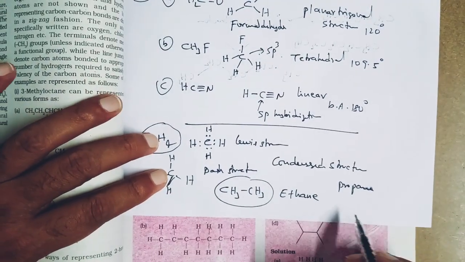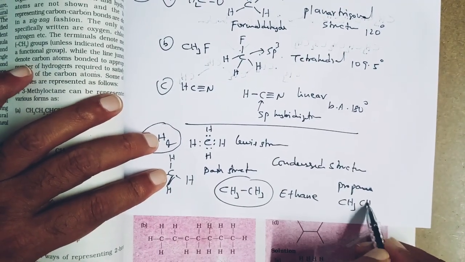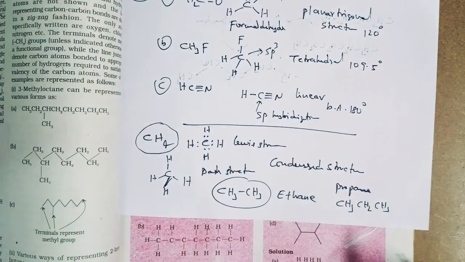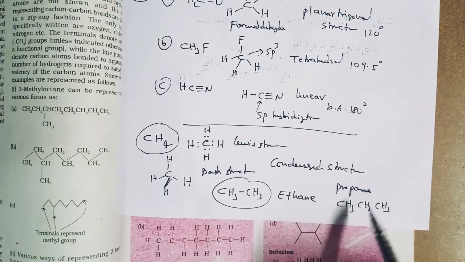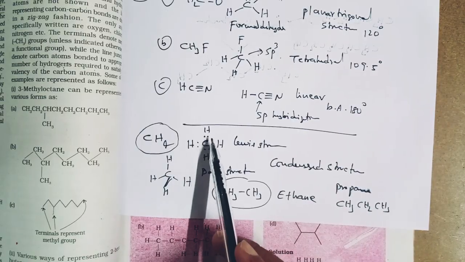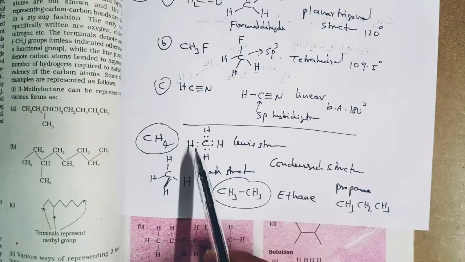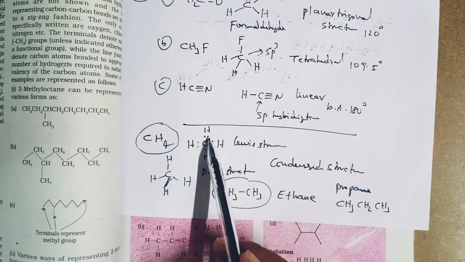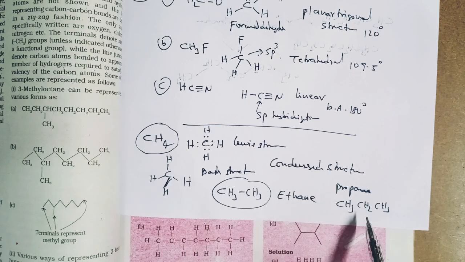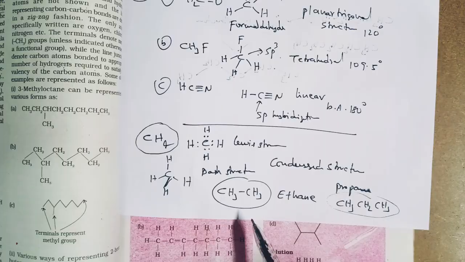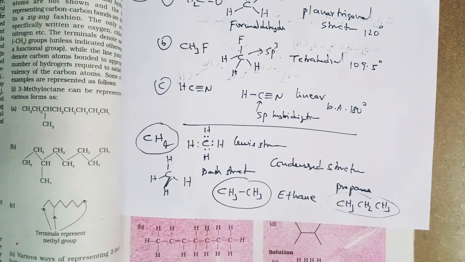then we have to write CH3, CH2, CH3. This is the condensed structure for propane. Okay, so this is another representation. This type of representation is called Lewis structure, where bonds are represented by dots. This type is called dashed structure. This one type of representation is called condensed structure. And one more structure is there, that is bond line structure.